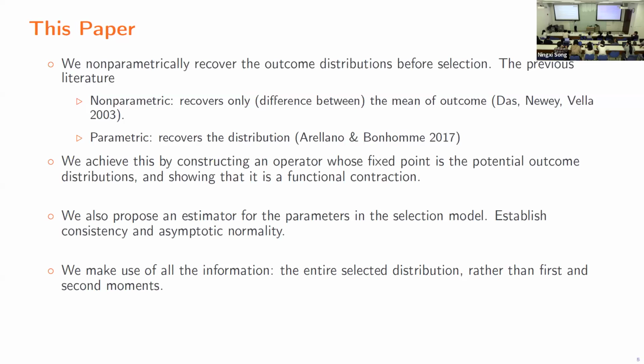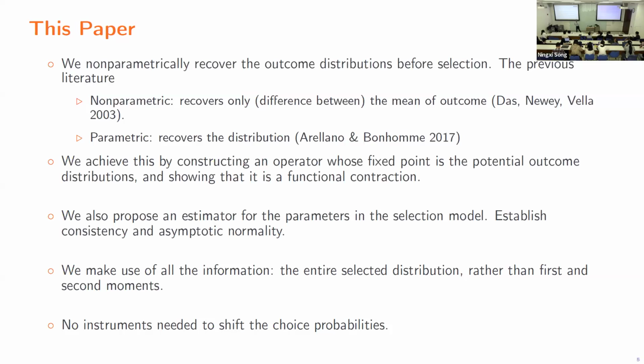And compared to the classic two-step approach, we get stronger results because we make use of more information. It's not like we get stronger results for free. The standard two-step approach only needs to utilize the first and second order moments to get the two parameters. But we make use of the entire selected outcome distribution to back out the offer price distribution. So we make use of more information to get stronger results.